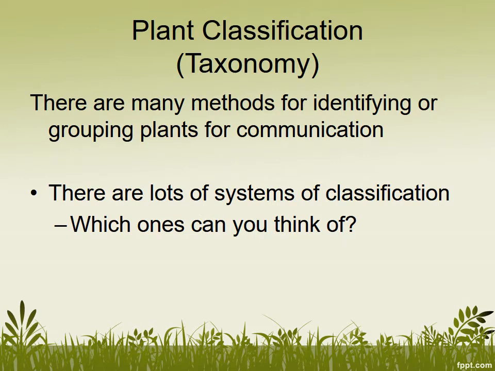Now, plant classification is called taxonomy. People like to put things into groups to be able to better understand them, and plants are no exception. A lot of the different areas that we're going to study in this course, whether it's insects, nematodes, plants, fungi, bacteria, are all classified. They're all broken down into groups so that we can better understand them. There are a lot of different methods for identifying or grouping plants, and we're going to cover a couple of the different ways that plants can be classified or grouped.